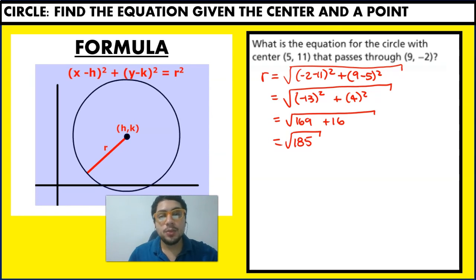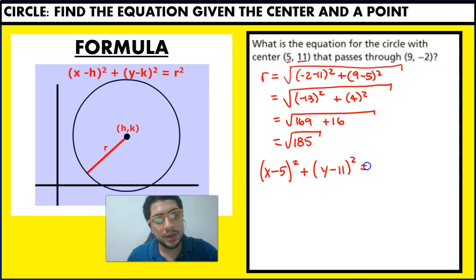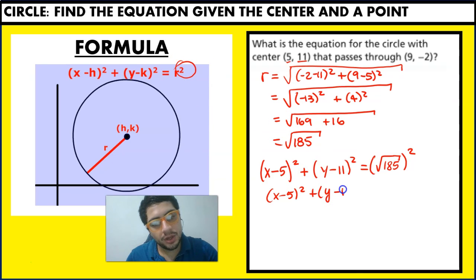Now, whenever we put the formula of the circle, we have to remember that we're going to raise that r to the power of 2. So we go (x - h), which is 5, squared, plus (y - k), which is 11, squared, and that is going to be equal to r, which is the square root of 185, raised to the power of 2. So the final formula is going to be this one, where you can see that the power of 2 and the square root cancel.